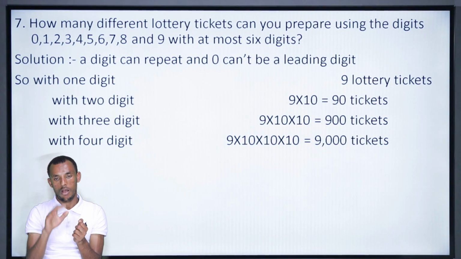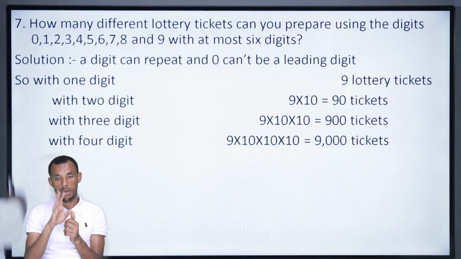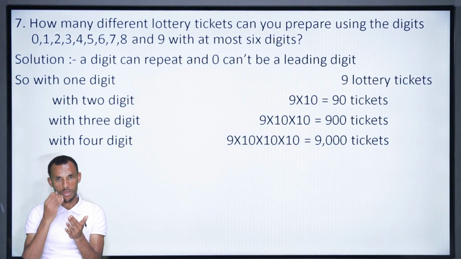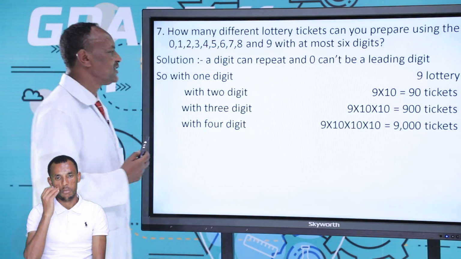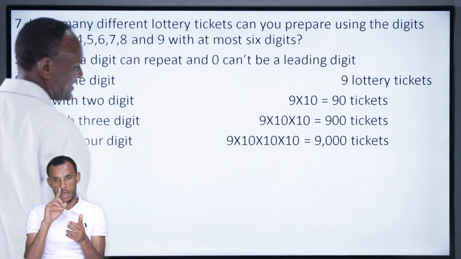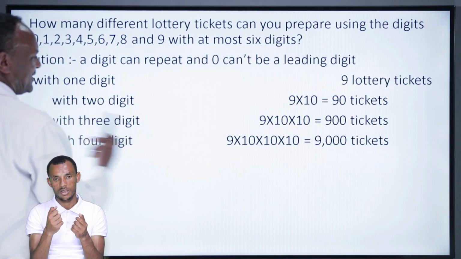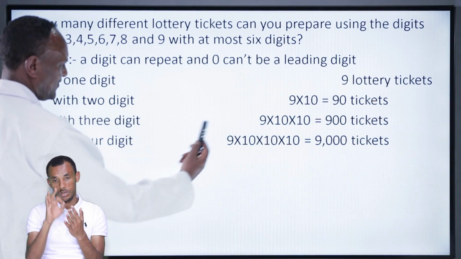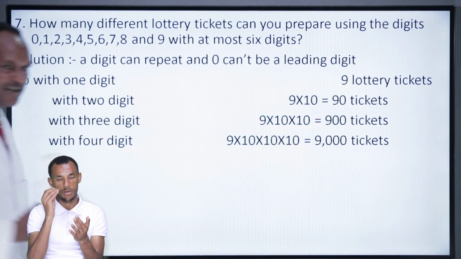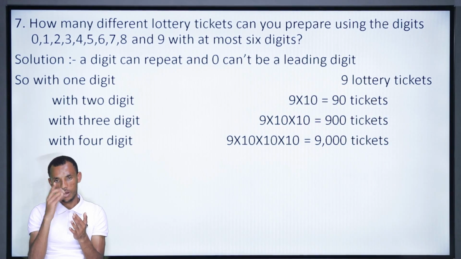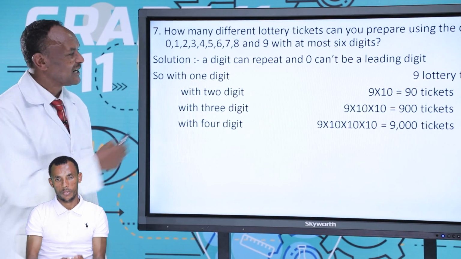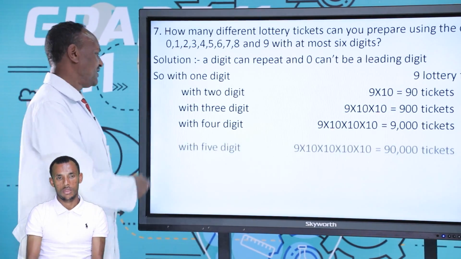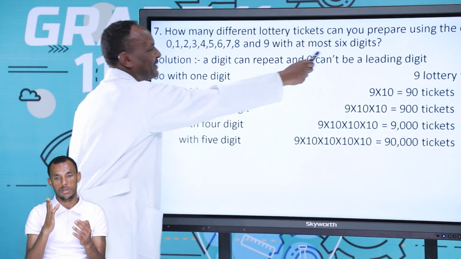With 4 digits, you should have a thousands place, hundreds place, tens place, and units place. Which digit do you put in the thousands place? You have to choose except 0, so 9 possible choices. Since a digit can repeat, for the hundreds, tens, and units, you have 10 possible choices for each place. When I multiply, I will get 9,000 tickets. Then, with 5 digits, because we are asked at most 6 digits.